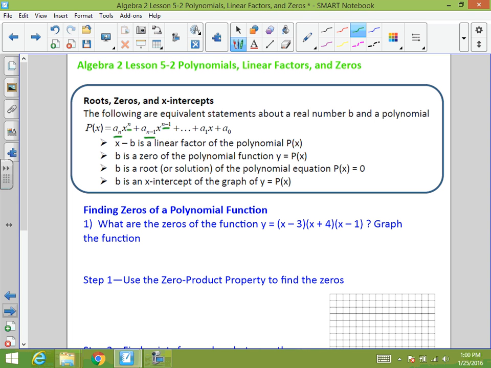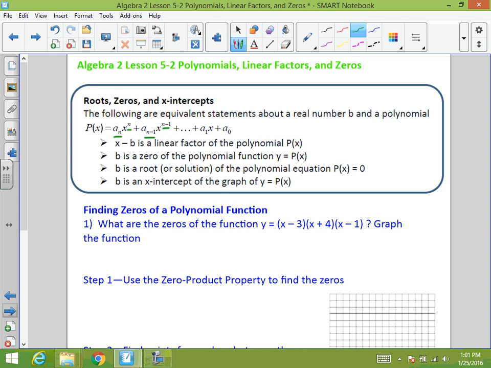If x minus b is a linear factor of the polynomial, okay, this is what you do know. x minus b is a linear factor of the polynomial p of x. b is a zero of the polynomial function y equals p of x. b is a root or solution of the polynomial equation p of x equals 0, and b is an x-intercept of the graph y equals p of x. Basically, all four of these things mean the same thing.